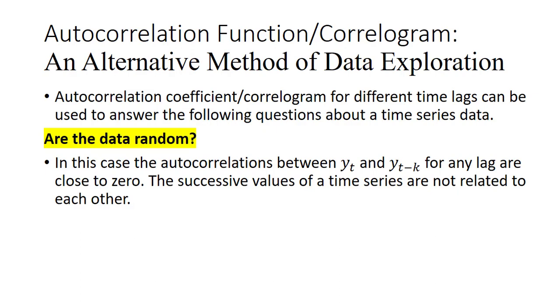The first question is, are the data random? Random means the data you observe today is not related to the data you observed yesterday. Let's think about weather forecast. Yesterday was cloudy. In a random case, yesterday was cloudy and today it's totally different. It's not related to what you observed yesterday. If the data is random, what do we expect? We expect autocorrelations for any lag to be close to zero. The successive values of a time series are not related to each other because, as you know, a coefficient of 0 means the variables are not related to each other. So you observe data randomly throughout the series.